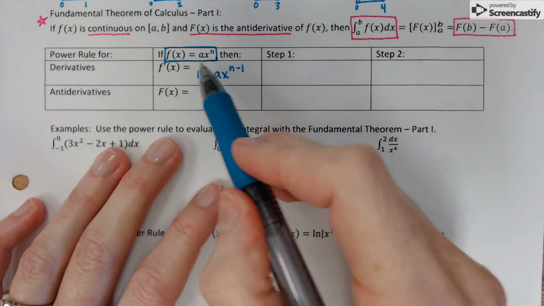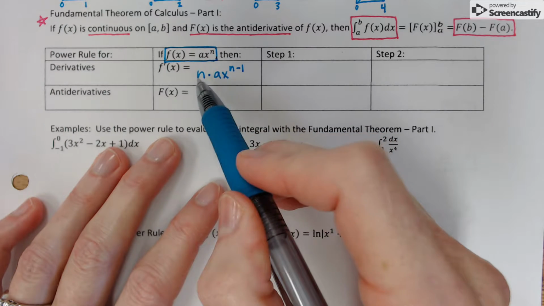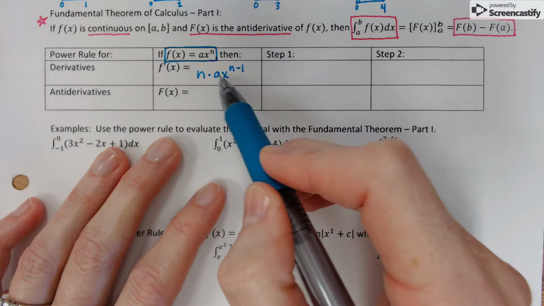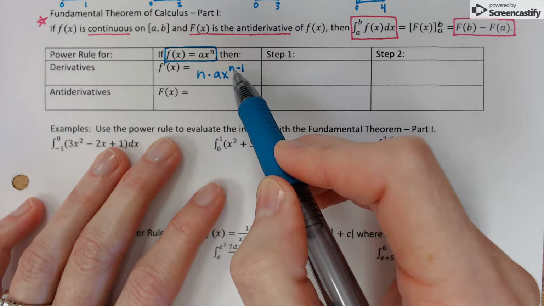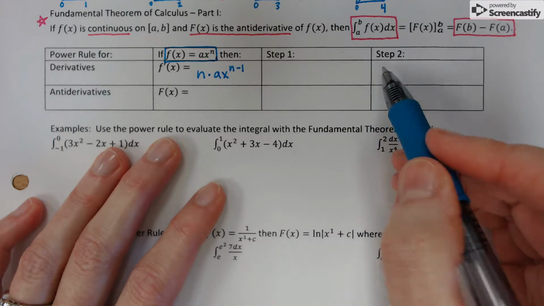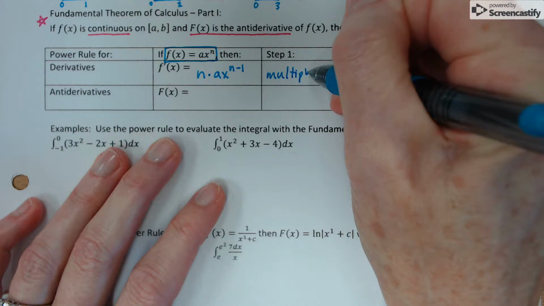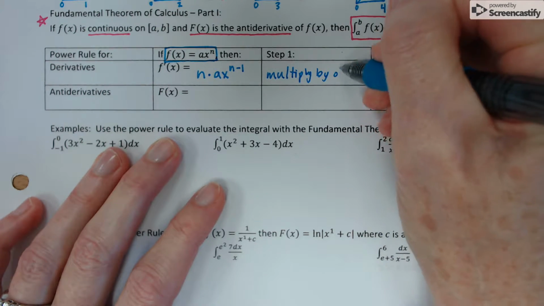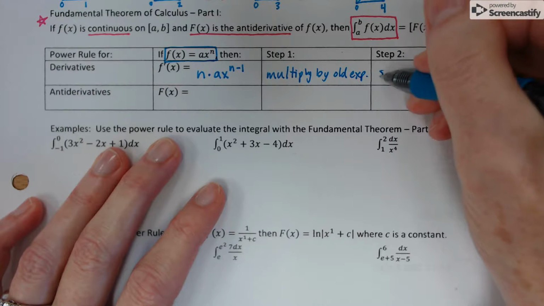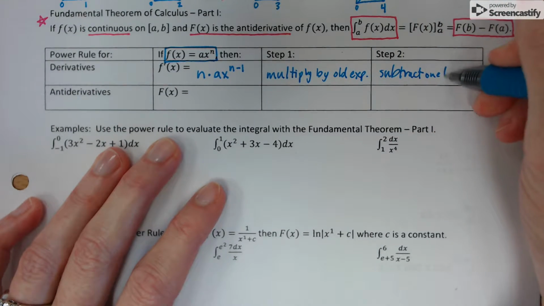Using a general function of a times x to the n, we know that the power of n comes down in front of the coefficient, gets multiplied, and then you subtract 1 from your exponent. So let's go ahead and specify each step that's happening in that process. So we multiply by what we'll call the old exponent, and then we subtract 1 from that exponent.